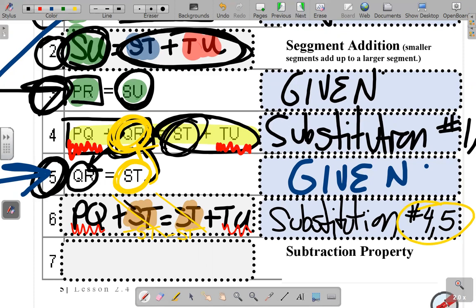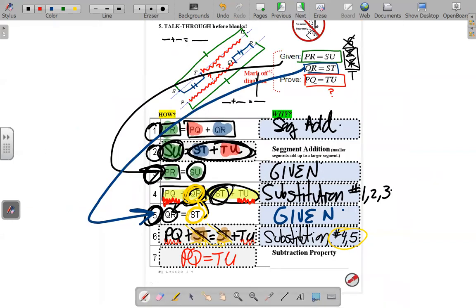So Jack, if I get rid of ST, what's left, sir? PQ equals TU. Behold, your target. Ta-da! Subtraction from line number 6. Congratulations, you just did your first geometric proof, which is the mathematical version of a 5-paragraph essay.